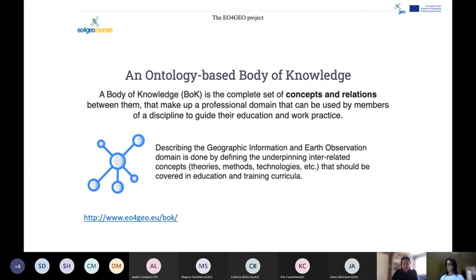So I will say a couple of words about this body of knowledge. The focus of this body of knowledge is of course Earth observation and geographical information, and the interrelated concepts. I can give you a very brief demo of this.